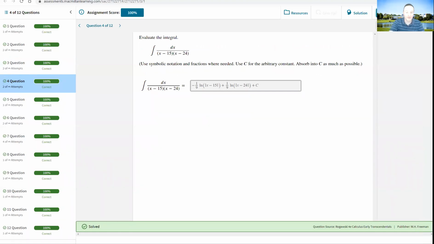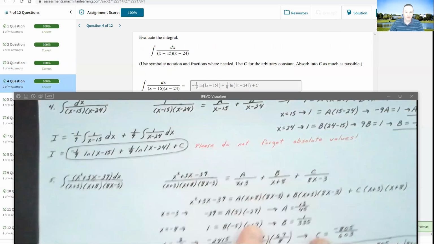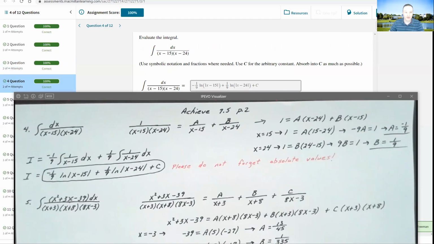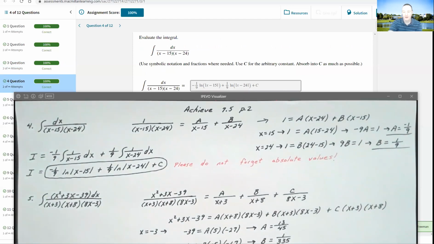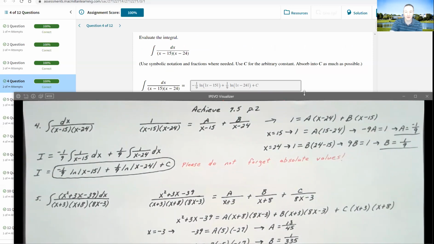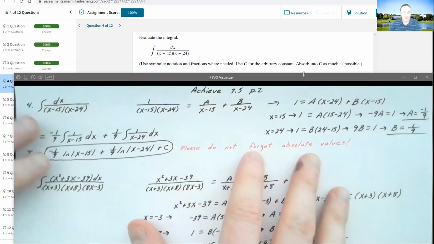For the next question here, here's my work for it. We have the integral of dx over x minus 15, x minus 24. This is going to be the simplistic case 1 scenario where your denominator is a product of linear factors. That's really the easiest type case.